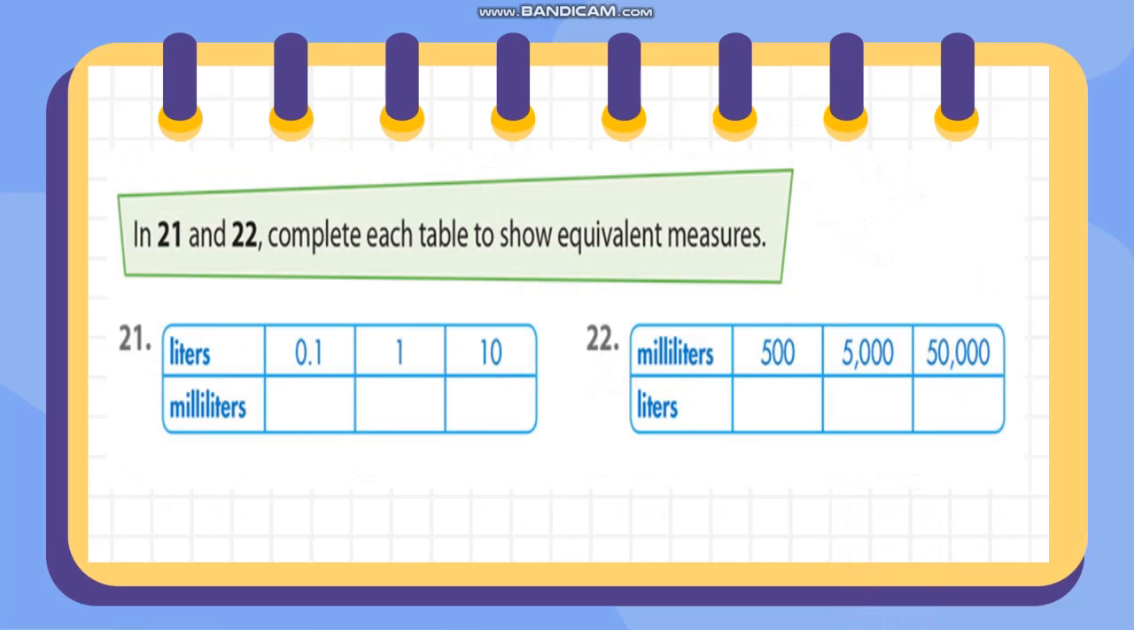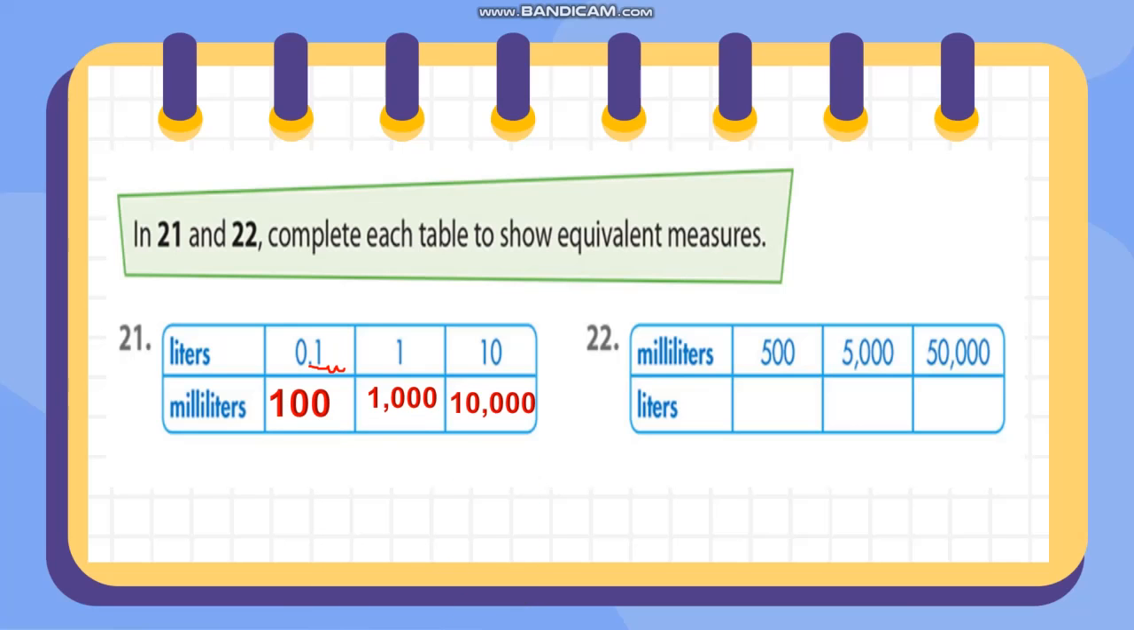Next, let's complete each table to show equivalent measures. So 0.1 liters, if we're going to change that into milliliter, so from bigger unit to smaller unit means multiply. So multiply by 1,000, so it means 1, 2, and 3. So we need to add 2 zeros, that's why it becomes 100. The same thing, 1 liter multiplied by 1,000 is 1,000. And 10 multiplied by 1,000 is 10,000.